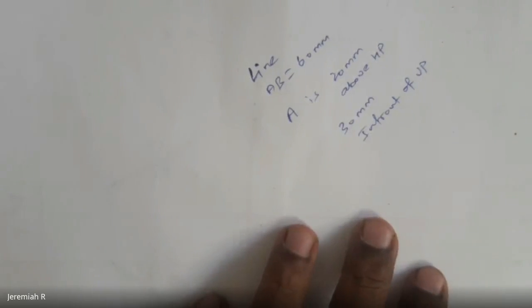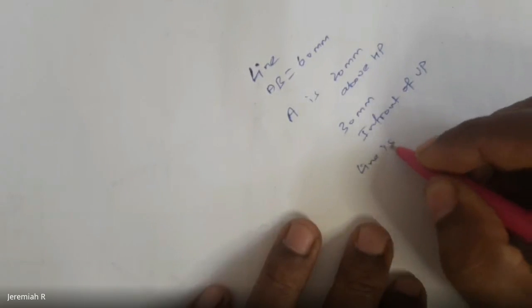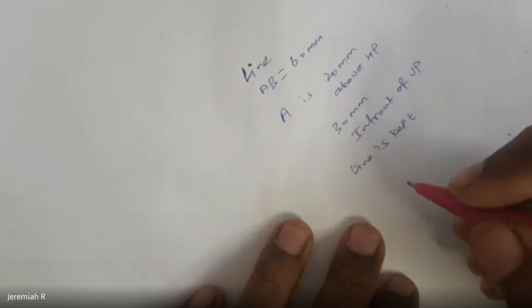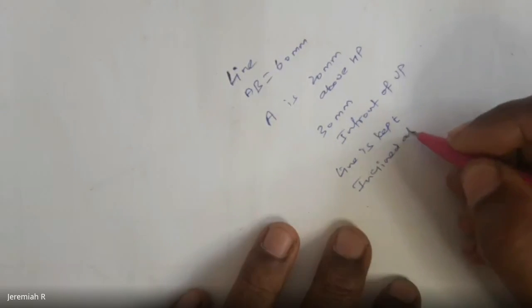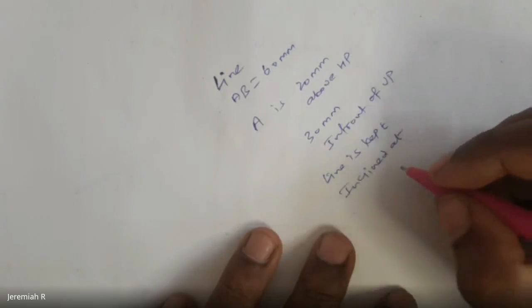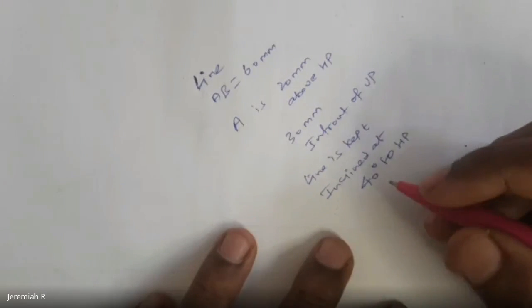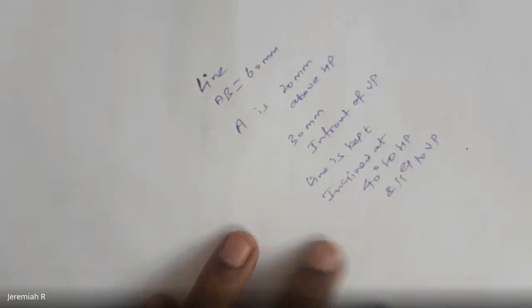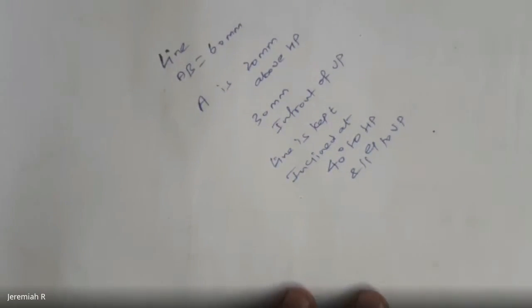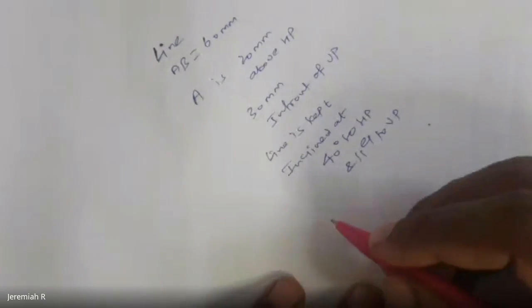And one more thing is given. The line is kept inclined at 40 degree to HP, and parallel to VP. That's most important. Inclined at 40 degree to HP, but parallel to VP. So draw its projections.